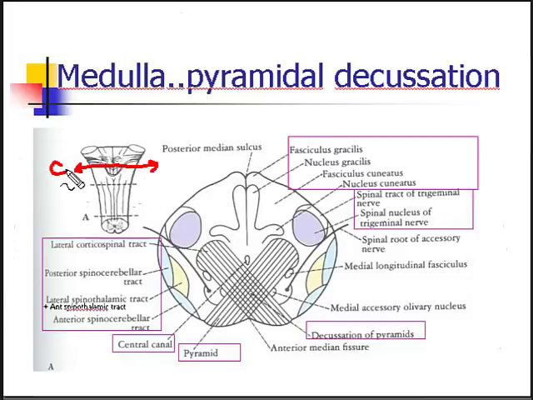Now I have tabulated it, and you can see that I show you a level. At that level, I show you what cavity you will see. In the first 2, you'll still see the central canal going up. It's only in the third that the fourth ventricle is seen. Then I tell you the nuclei which you'll see, and I'll explain that. Then I show you the descending and ascending tracts, or motor and sensory tracts. Now, what are these nuclei?